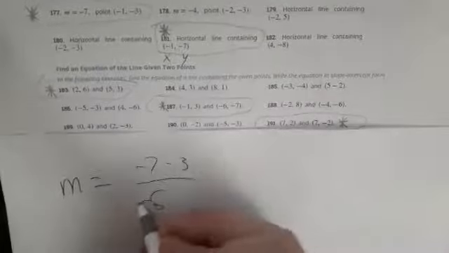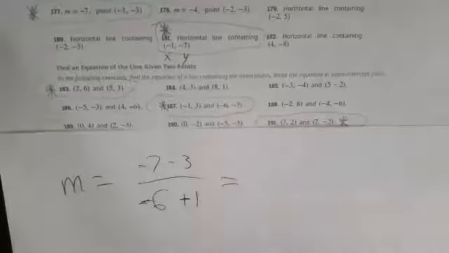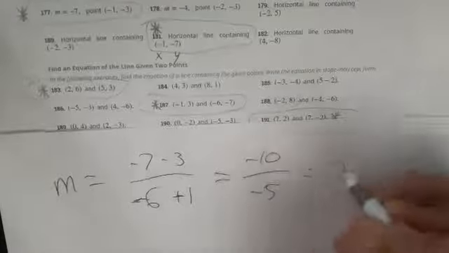What about these other things? Same approach. If you don't have a slope, the first thing you start off with is slope. We say y2 minus y1 over x2 minus x1: this is minus 7 minus 3, over minus 6 minus minus 1. Minus 10 over minus 6 plus 1, which is minus 5. I believe the slope here is 2.